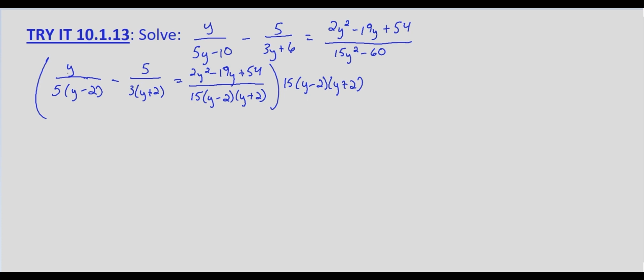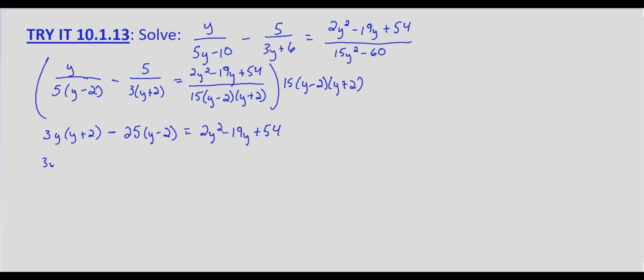So on the left-hand side, when we distribute that, 15 divided by 5 is going to be 3. The y minus 2's cancel, so we're left with y times y plus 2. And then distributing to the second term, 15 divided by 3 is 5, but we still have this 5 up here, so that's going to be 5 times 5 is 25. The y plus 2's cancel, and we're left with y minus 2. And then on the right-hand side, the entire denominator cancels, and we're just left with 2y squared minus 19y plus 54.